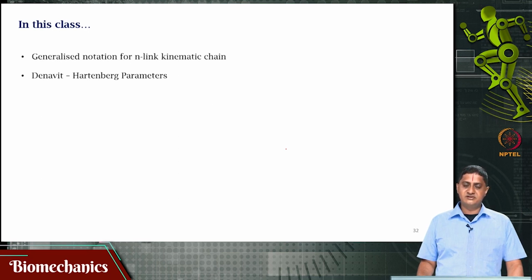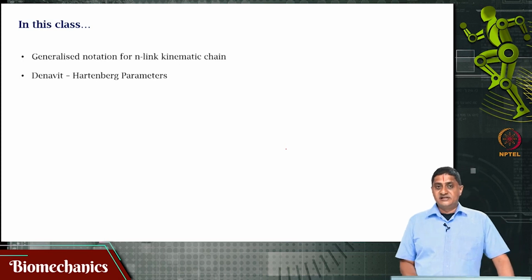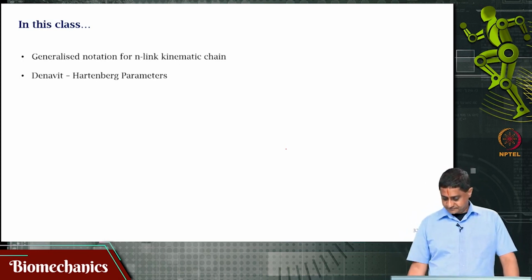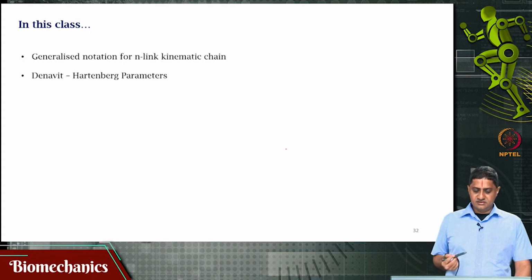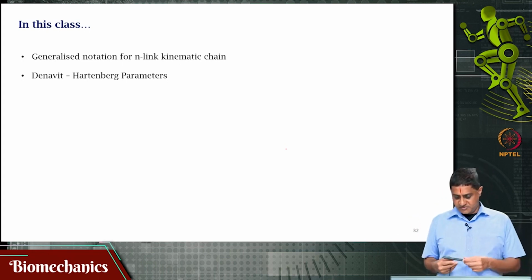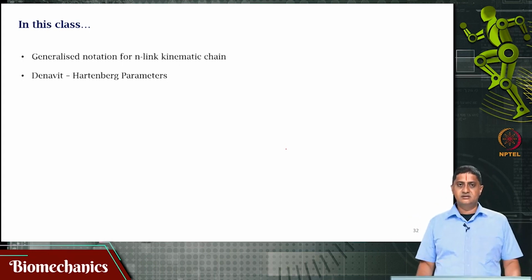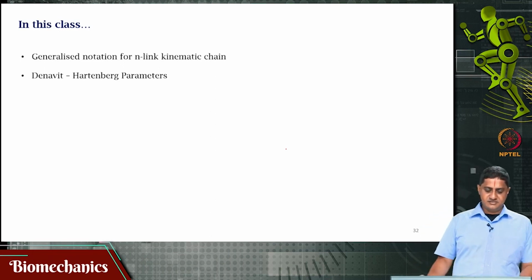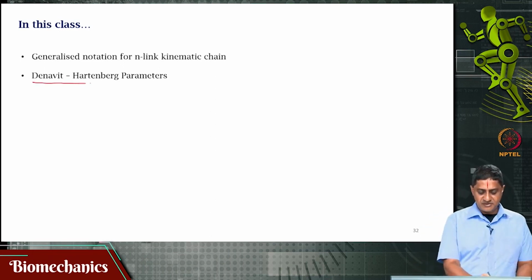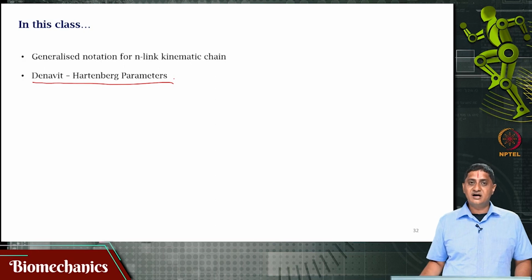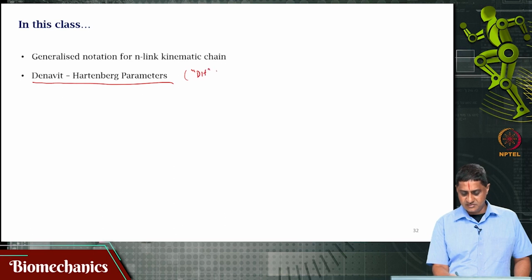What would be a method that you would use to compute the endpoint coordinates when there are n links with different link lengths? The popularly used method in the field is called DH parameters, Denavit-Hartenberg parameters.